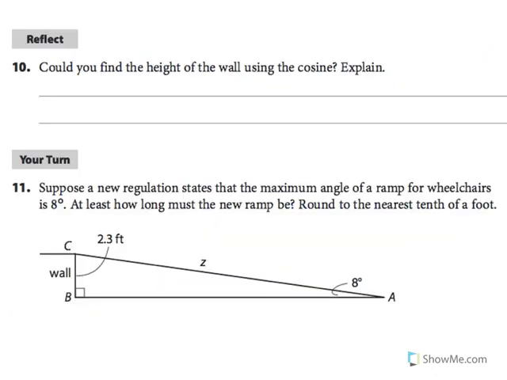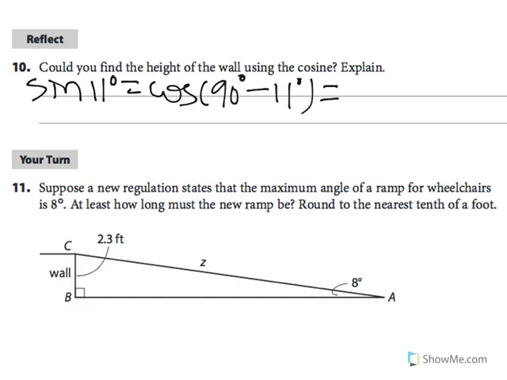Okay, and number 10 says, could you find the height of the wall using cosine? Yes. Remember that we have learned that sine of 11 degrees is the same as cosine of 90 degrees minus 11 degrees. So there will be cosine of 79 degrees.